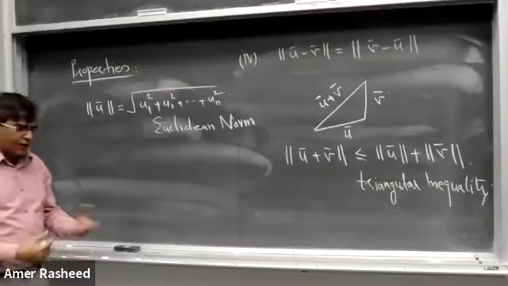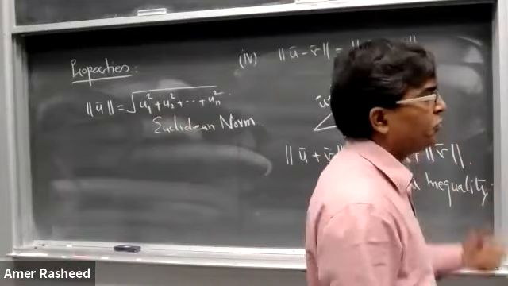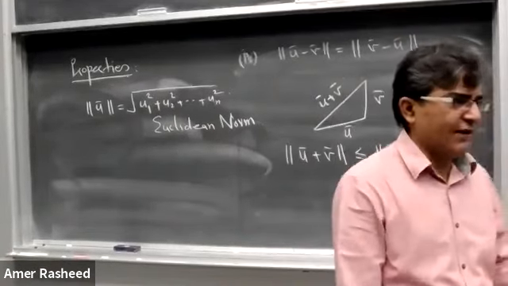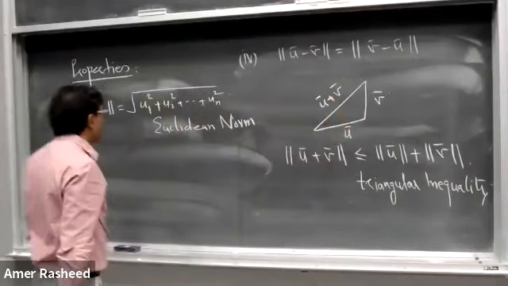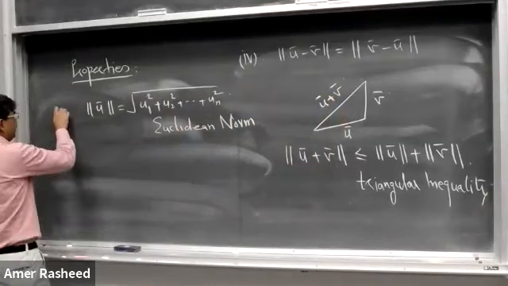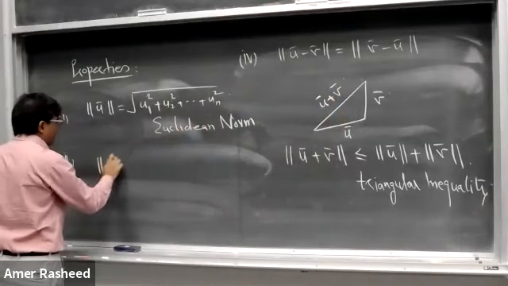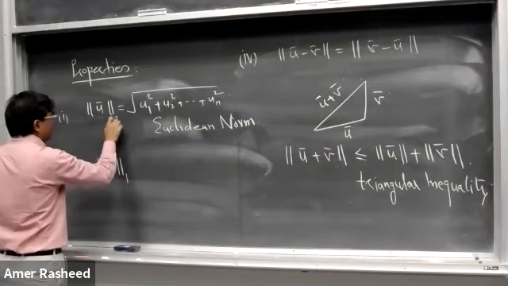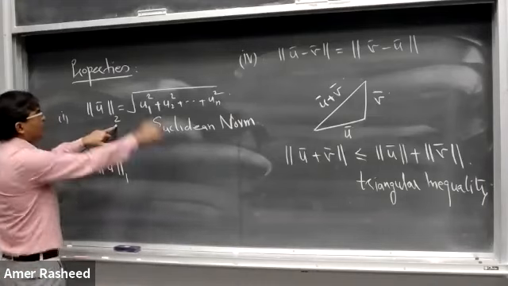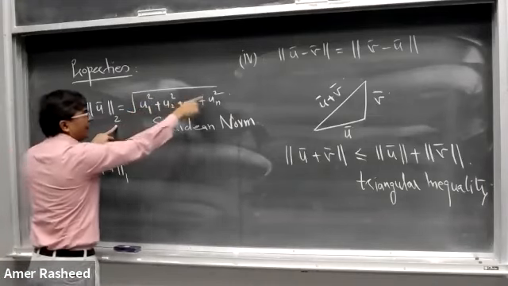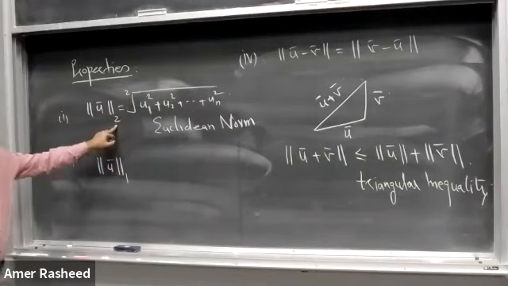But in certain situations, we need some other kind of norms as well. This is the Euclidean or natural norm, which works perfectly in Rn. There are other definitions as well. This is the first definition, which is basically called the one norm. This is basically called the two norm. Why is this called the two norm? Because we have squares here, and this is basically the square root.